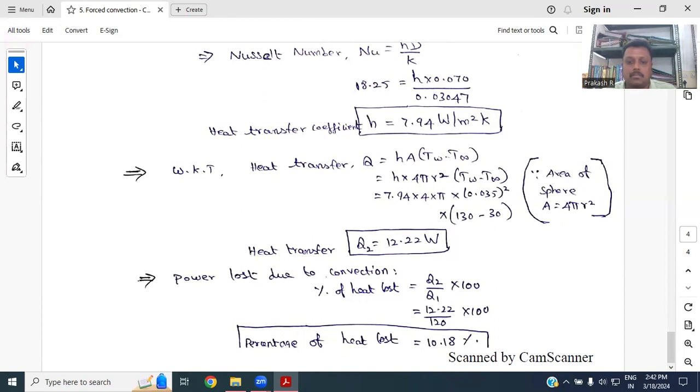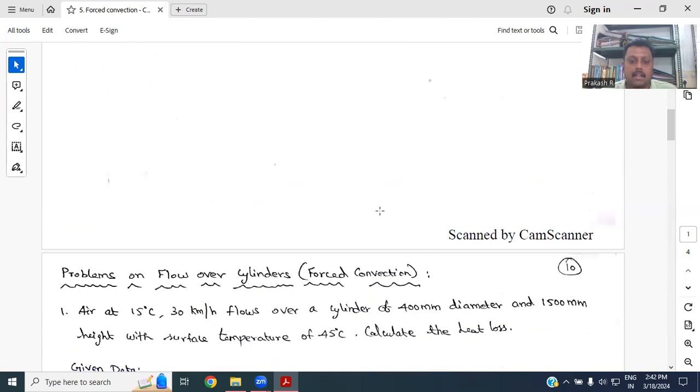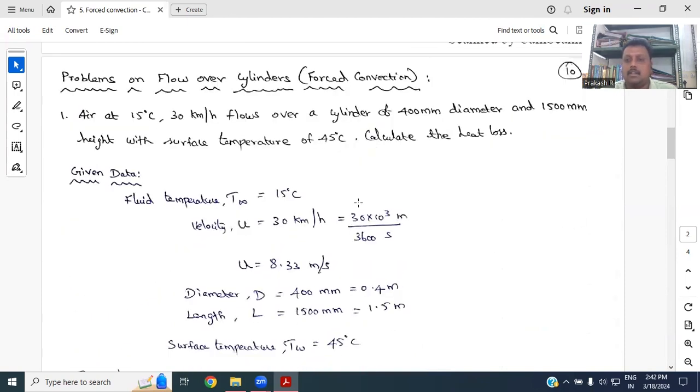So these are all the problems. We solved problems on convection, or forced convection, for plates, cylinder, and sphere.